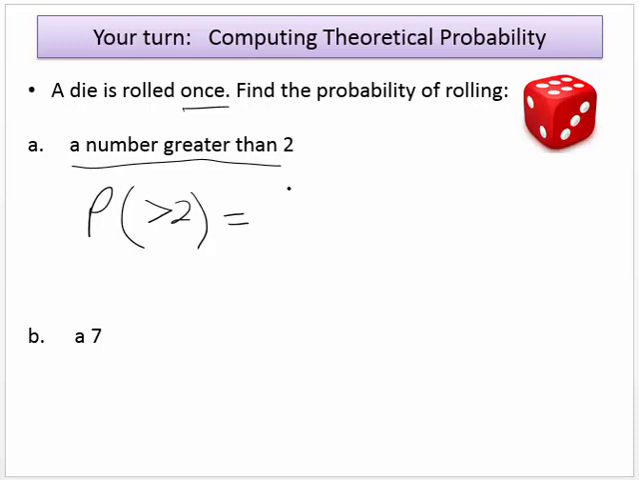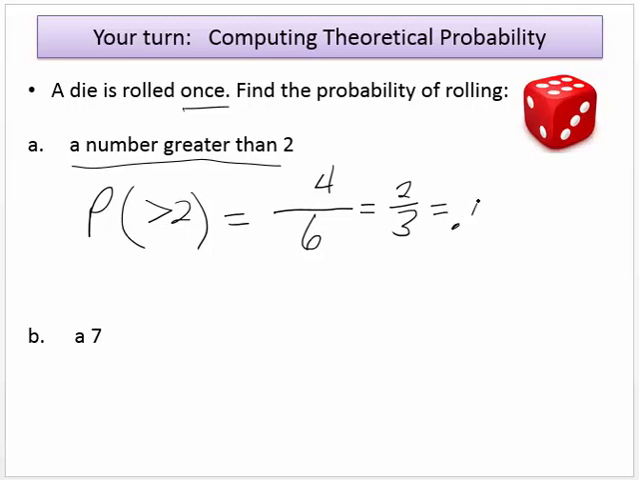The probability of a number greater than 2 is a fraction. On the bottom of the fraction is the total number of outcomes, which is 6, because there are 6 numbers on a die. The sample space is 1, 2, 3, 4, 5, and 6. How many numbers are greater than 2 on a die? There's 3, 4, 5, and 6, which is 4 numbers greater than 2. So the probability of rolling a number greater than 2 is 4 out of 6, or simplified as 2/3.